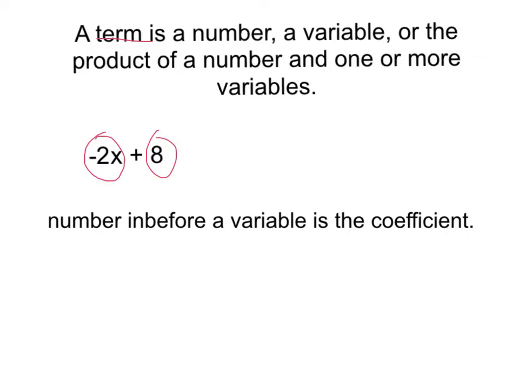Now the number before a variable is the coefficient. So if you're looking at 7x squared plus 3y, the coefficient is the 7 and the 3, because they're the numbers that are before the variables of x squared and y.